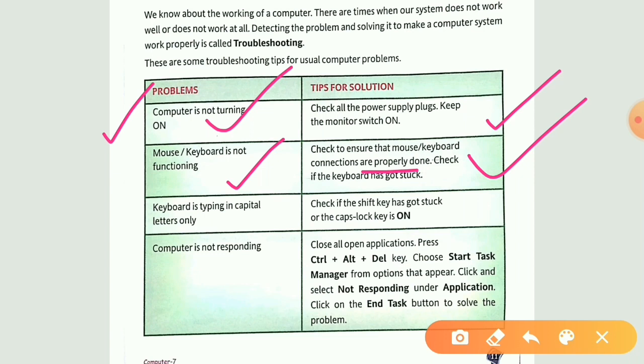Now the third one: keyboard is typing in capital letters only. In case you are typing something on the keyboard and every time you get a capital letter, check if the shift key has got stuck or the caps lock key is on. Firstly, check whether your caps lock key is on or off. You might have accidentally pressed the caps lock key, so you get everything in capital letters. Or you might have pressed the shift key and it has got stuck. So you have to look for these two solutions.